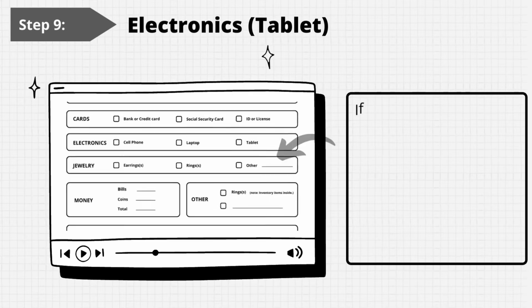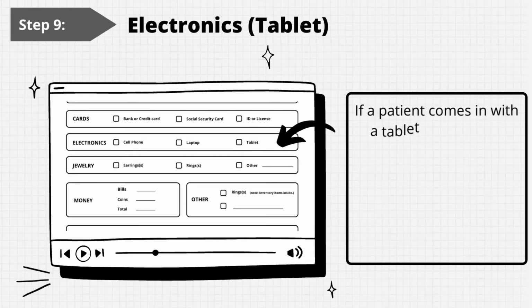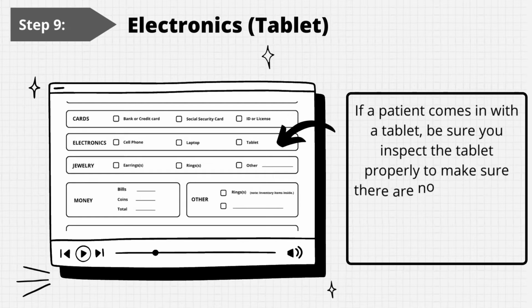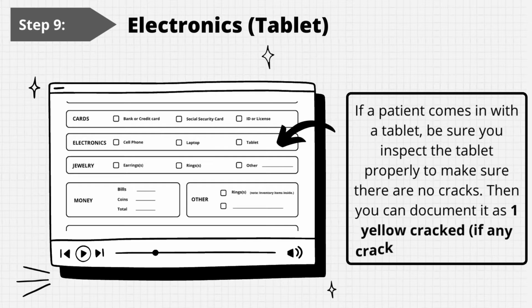Step 9. Electronics, tablet. If a patient comes in with a tablet, be sure you inspect the tablet properly to make sure there are no cracks. Then you can document it as 1 yellow cracked laptop, if any crack available.